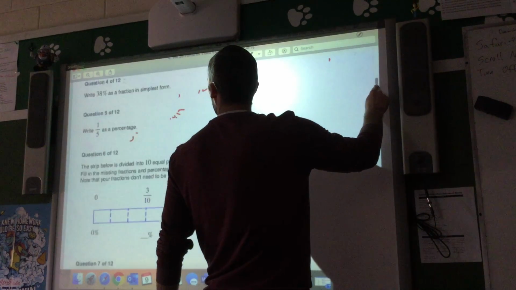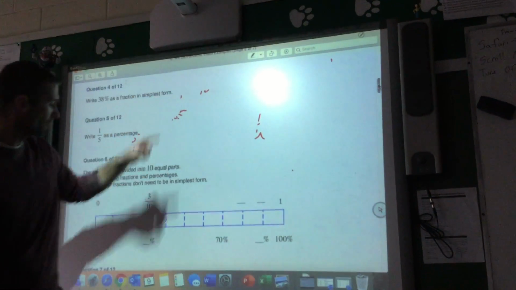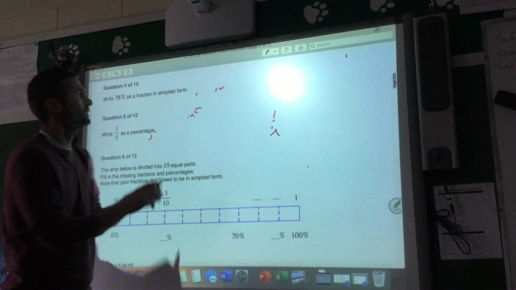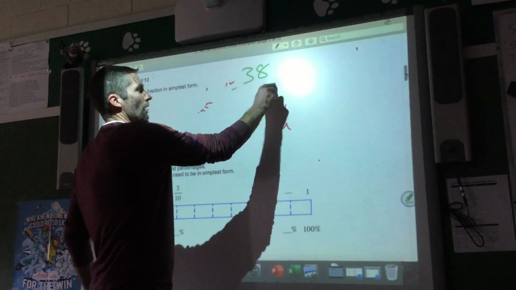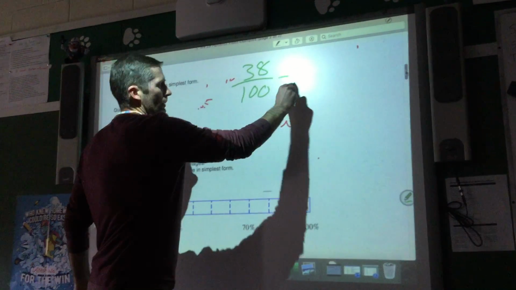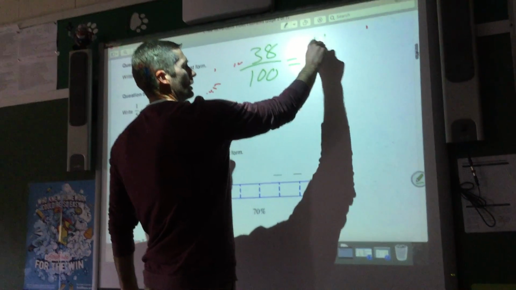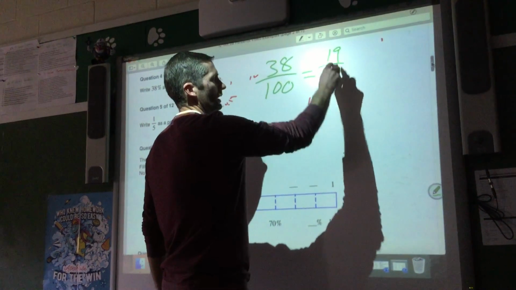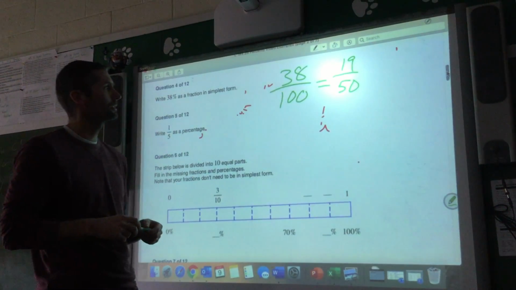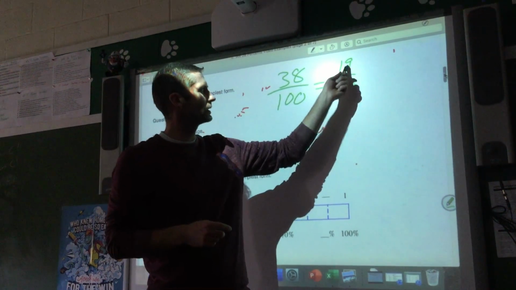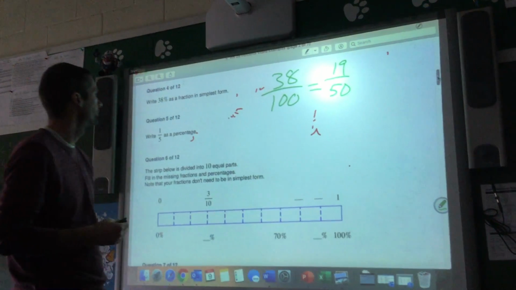Question 4. 38% as a fraction in simplest form. 38%. 38 per 100. Look for common factors. We know they're both even. We can divide them both by 2. 19 over 50. 19 is prime, P-R-I-M-E. The only factors are 1 and me. 19 doesn't go into 50, so that's your answer.